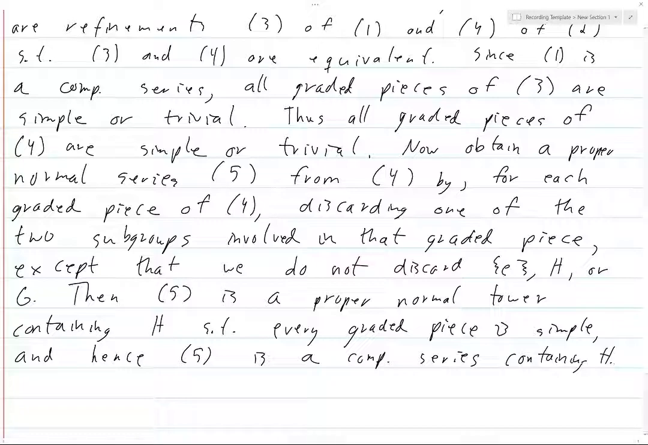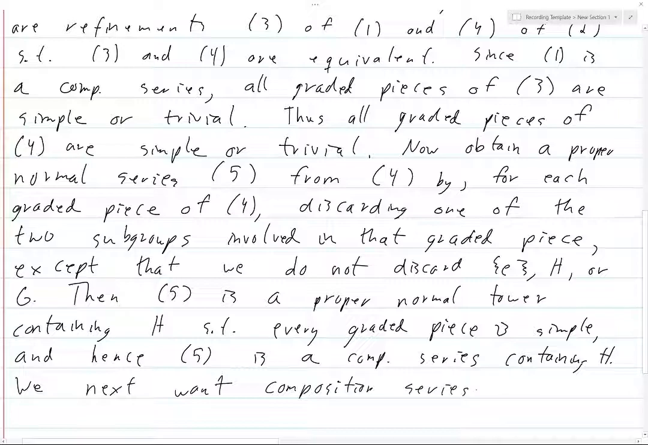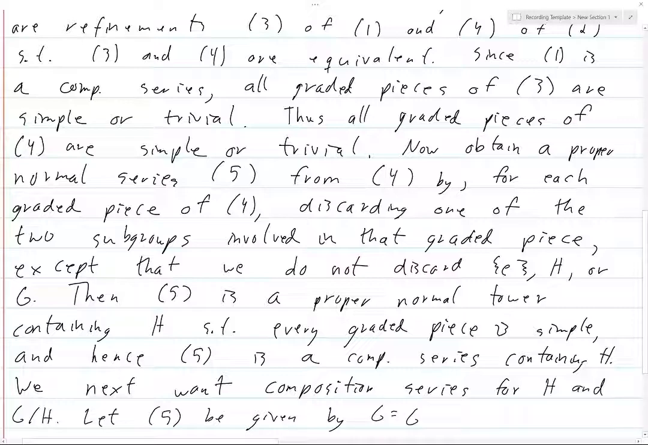So what do we want next? We next want composition series for H and for G mod H. Let 5 be given by, and I'm still going to use these G's because we really never used them. We're going to go from G0 to Gn.